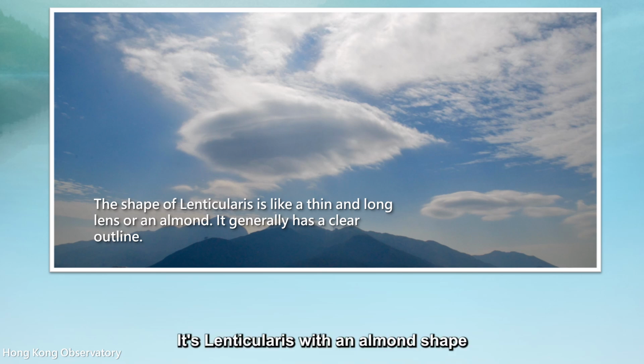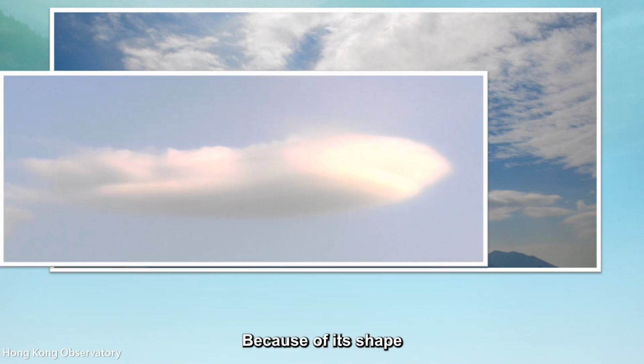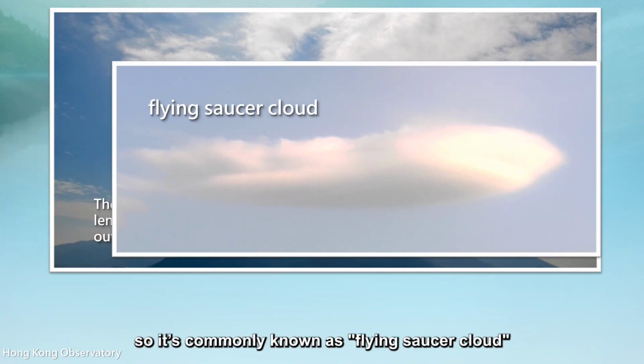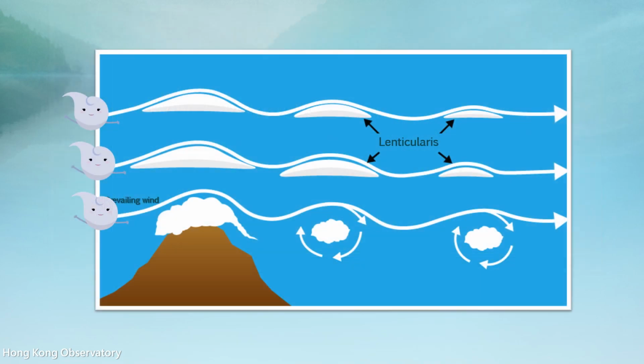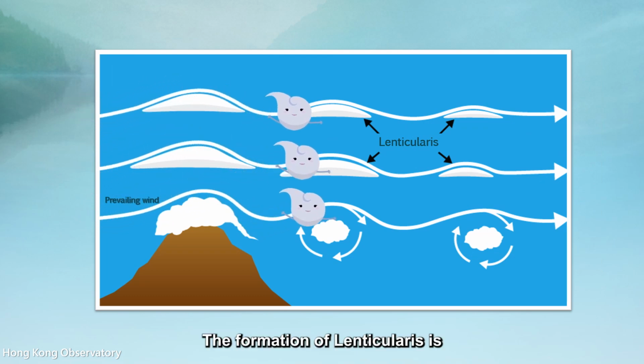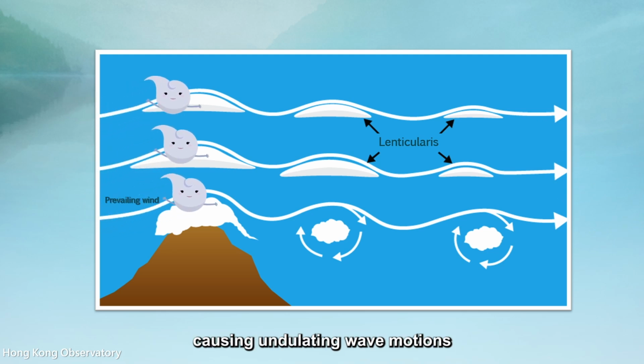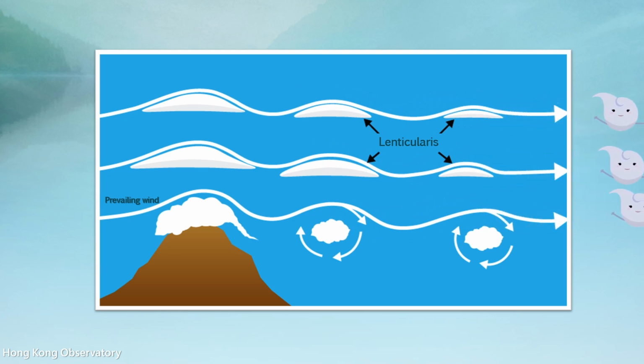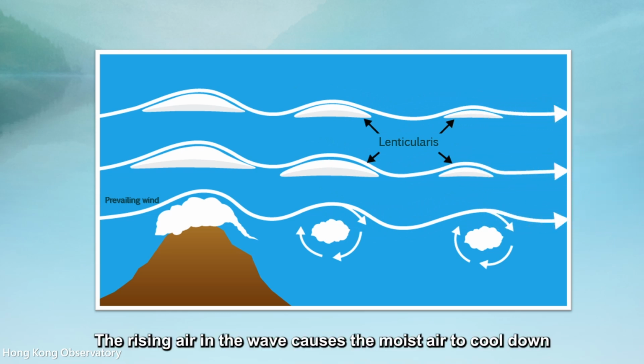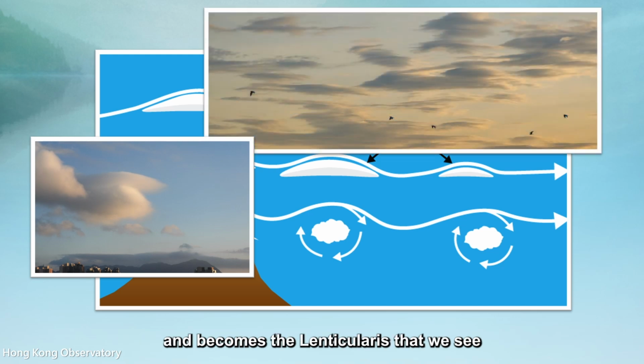It's lenticularis with an almond shape and a clear outline. The surface is as smooth as silk. Most of the time, they appear in one piece or a few pieces together, like a convex lens. Because of its shape, sometimes it's mistaken for a UFO, so it's commonly known as flying saucer cloud. The formation of lenticularis is a layer of relatively stable and moist air stream forced to rise by the hills, causing undulating wave motions. The rising air in the wave causes the moist air to cool down and becomes the lenticularis that we see.